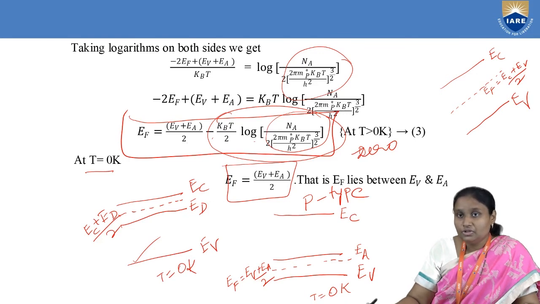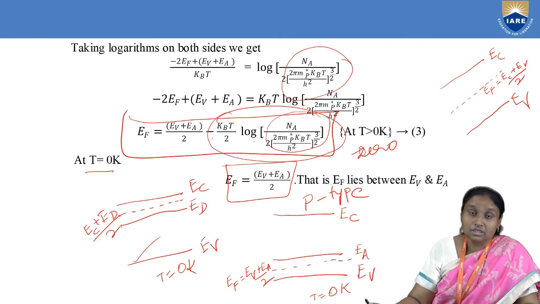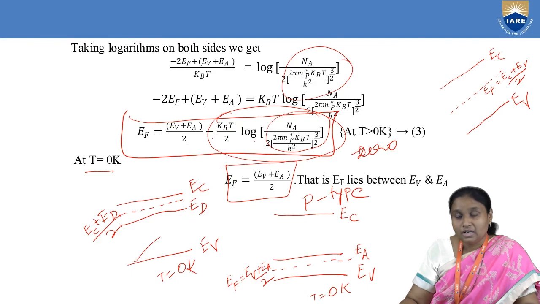In our next video, we'll explain how this Fermi level changes with temperature, and also what will happen when the donor as well as acceptor concentrations in n-type and p-type are changed. So now we are going to end our session here.